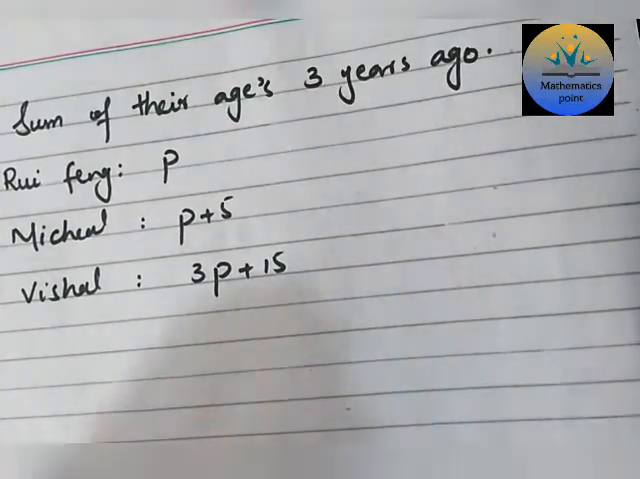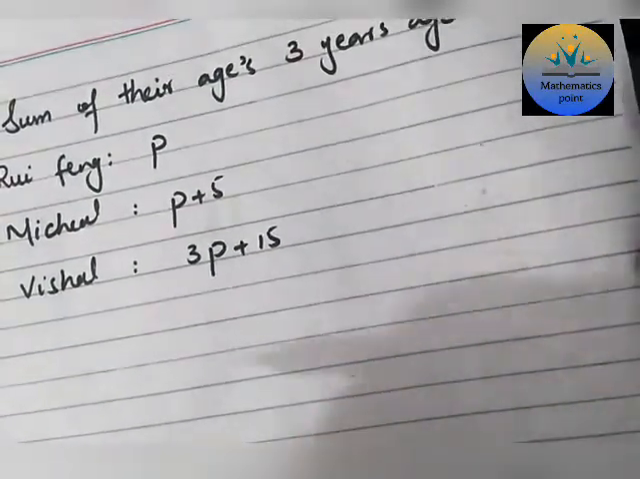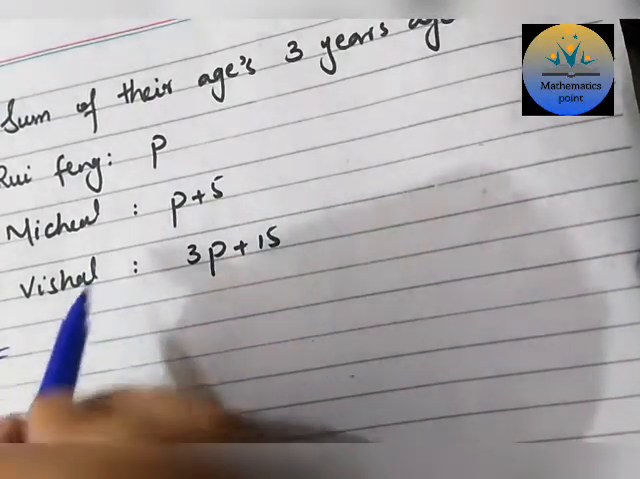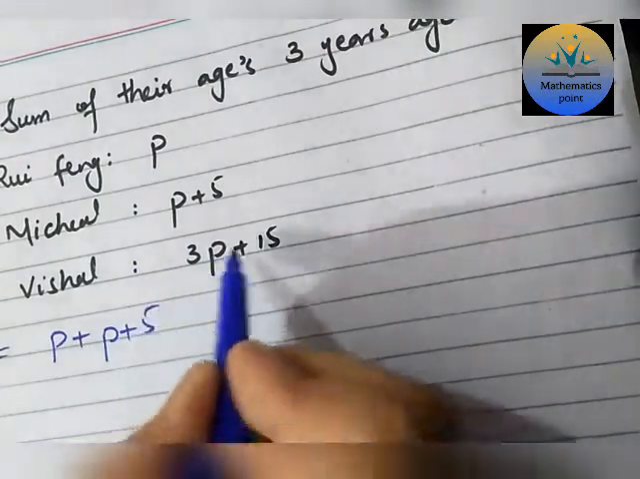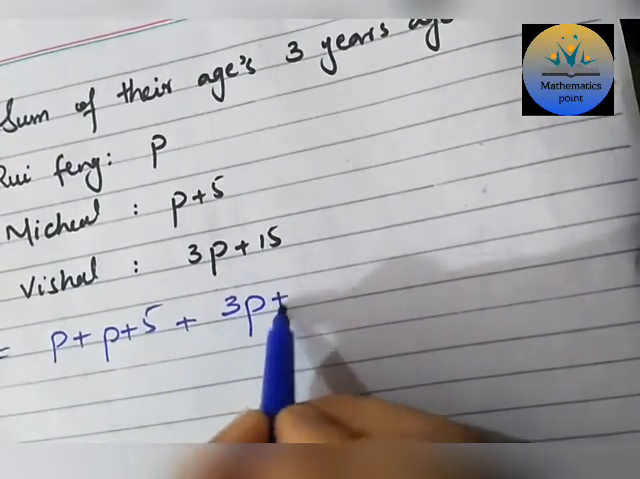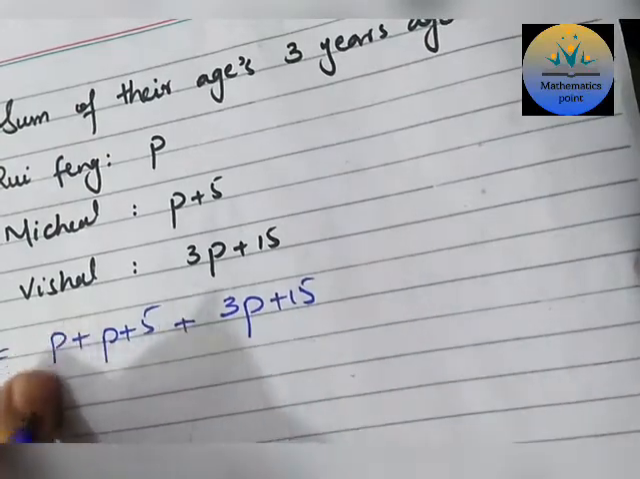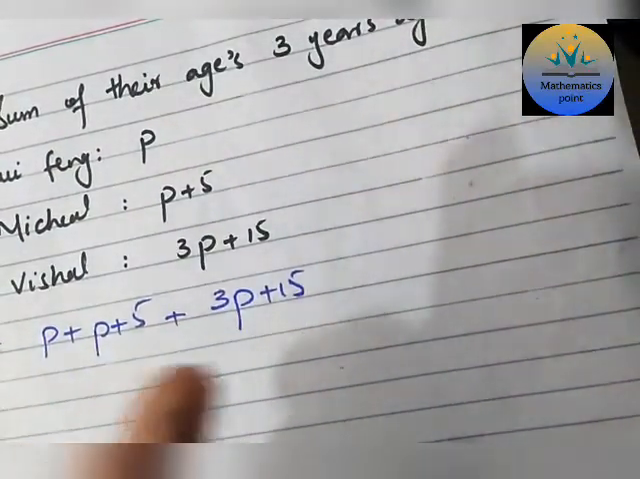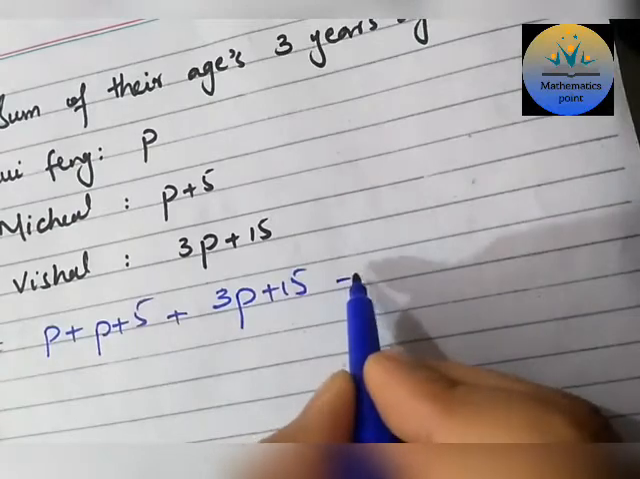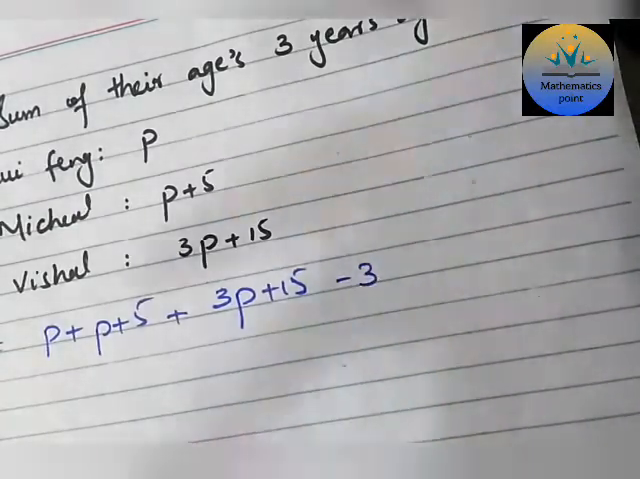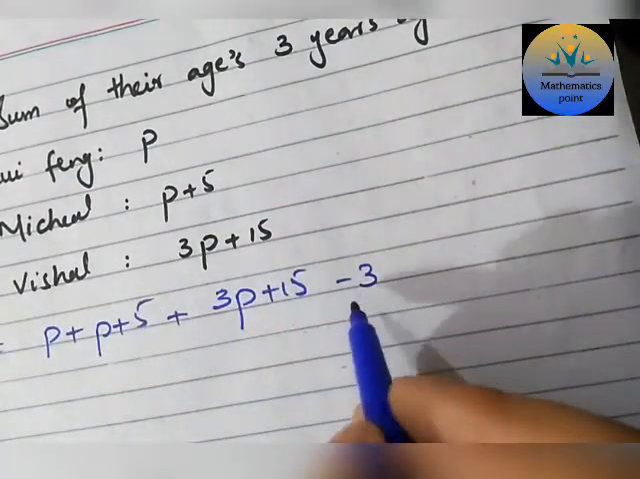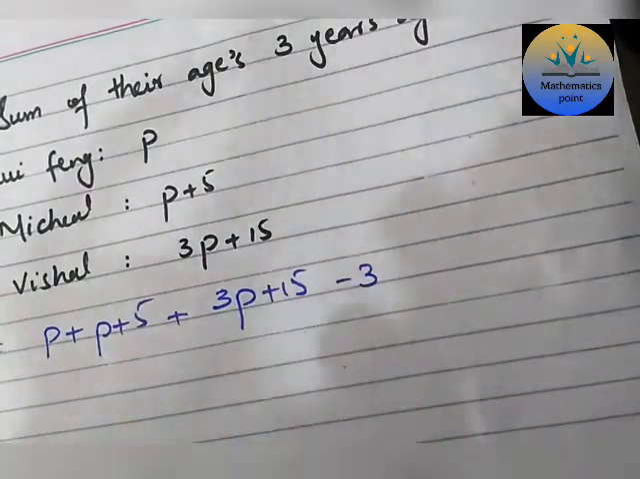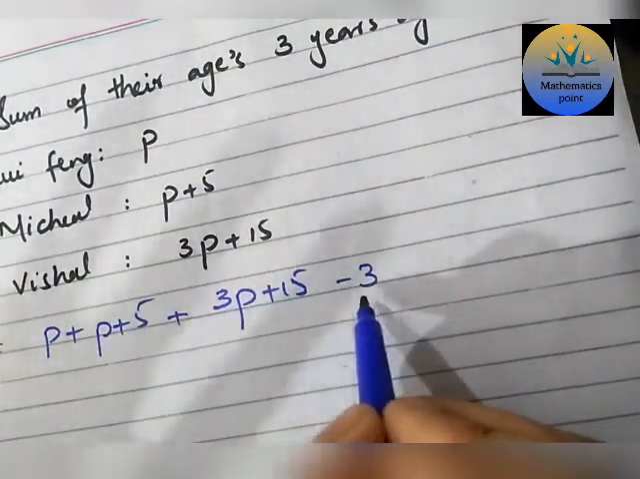There are multiple methods to solve this question. Firstly, we sum up their ages: p plus p plus 5, plus the initial age, gives 3p plus 15. This is the sum of their ages now. For 3 years ago, since "ago" means it has already passed, we have to subtract when we are talking about the ago term. So minus 3, and this 3 is of 3 years ago.